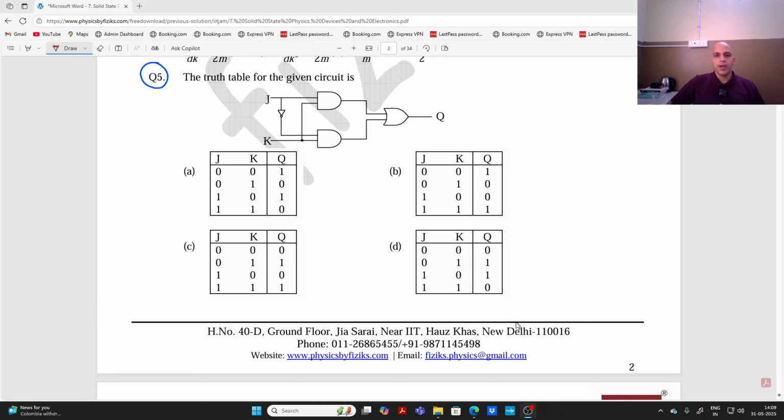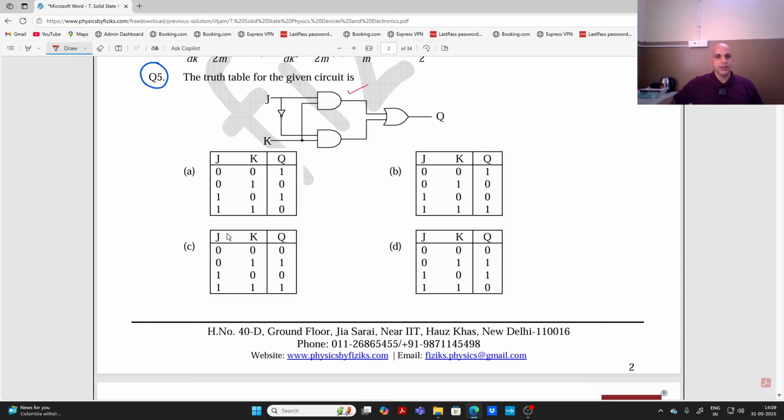In this lecture, I am going to take up the questions from digital electronics, and I am taking only those questions which are related to the topics that I have already covered in my previous lectures, right? So I am taking the questions that are asked in the exam. You can see here, the first question is the truth table for the given circuit.